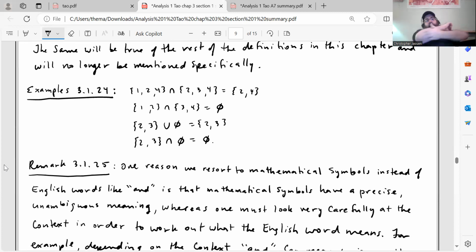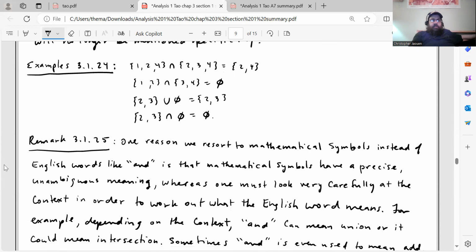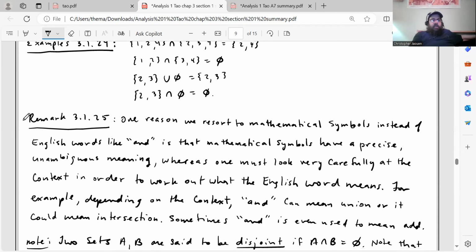Okay, so here's again some examples of intersections. I won't read them out. You could read them here. I don't want this video to be too long, but these are some examples of intersections of sets. Actually, one of them is a union. The third one, the pair set containing 2, 3 union the empty set, is just the pair set containing 2, 3, and the other three are intersections.